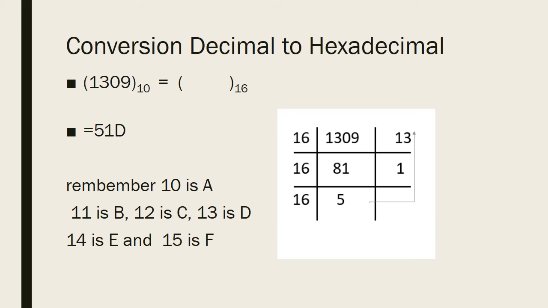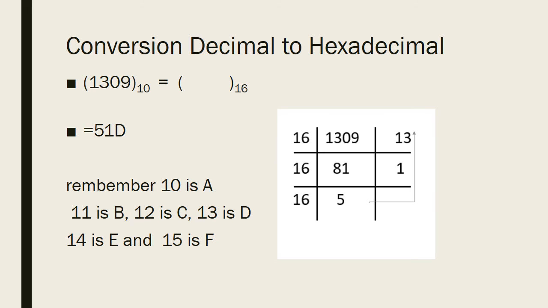81 times 16 is 1296. So when you subtract 1296 from 1309, you get 13 as a difference, which is the remainder. Now take the number again. Which number? 81. Take the number 81 and divide it by 16 again. Now 16 times 5 is 80, and when you subtract 80 from 81, you get 1 as a difference, which is the remainder. Write that remainder on the right hand side, and 5, which is the quotient, right under 81.